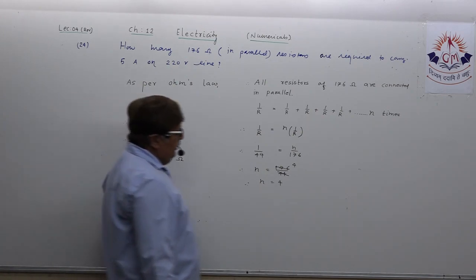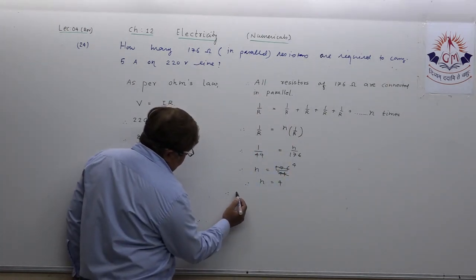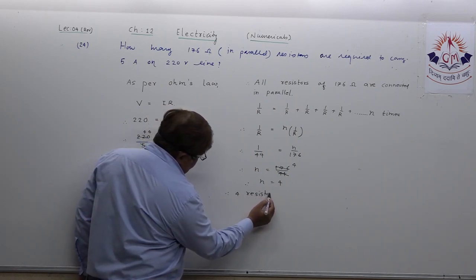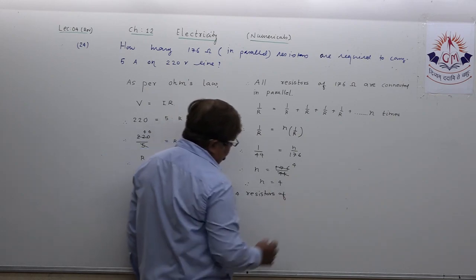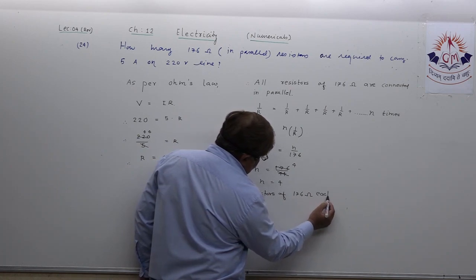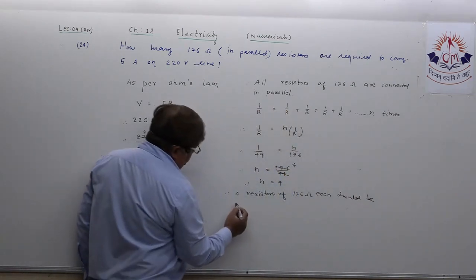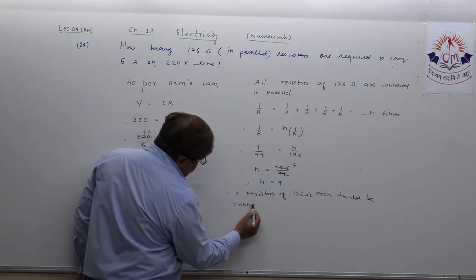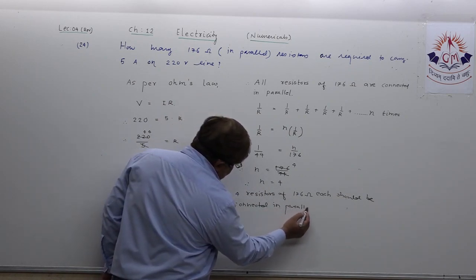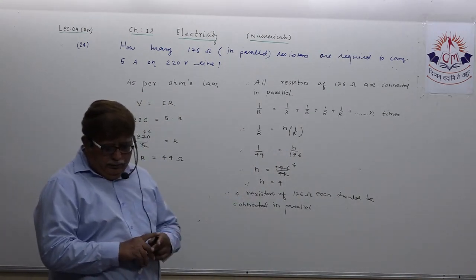So what will be your final answer? What will you write? Therefore, 4 resistors of 176 ohm each should be connected in parallel. Okay, so this is the way you can solve this numerical.